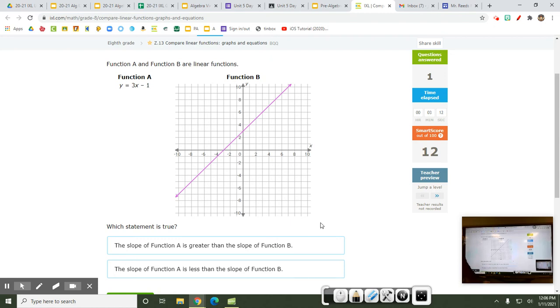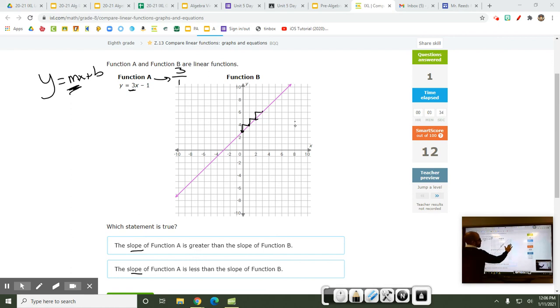So it's asking for slope. Now look at these two statements. They're both looking for slope. Slope of function A, remember y equals mx plus b. That number in front of x is 3 over 1. And function B, if I find some points, all right, make my road maps or my stair treads.